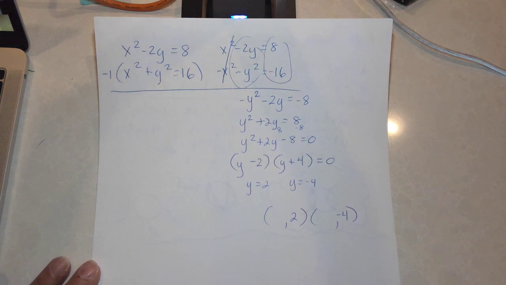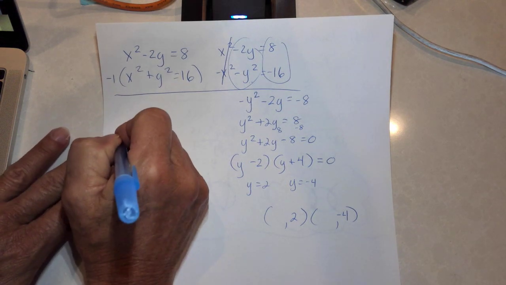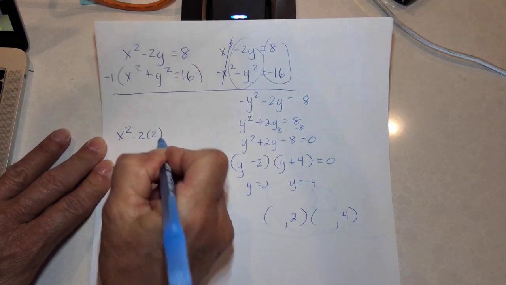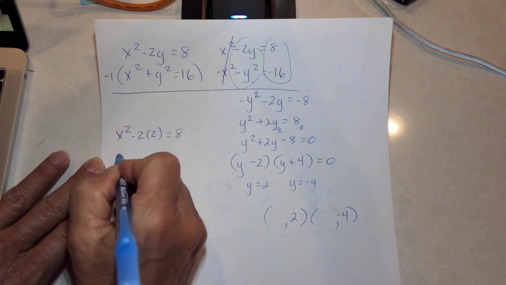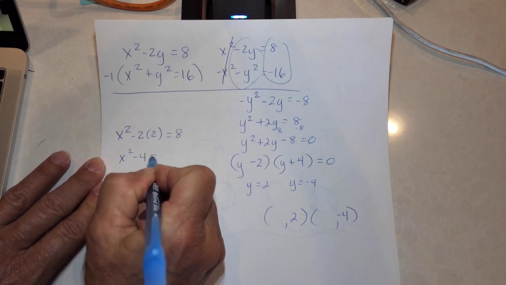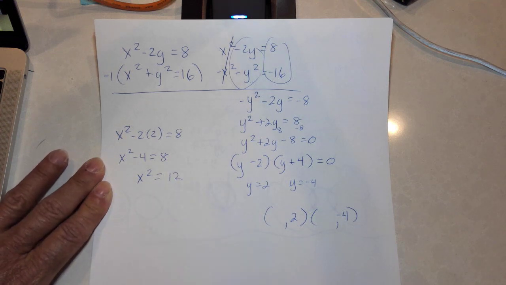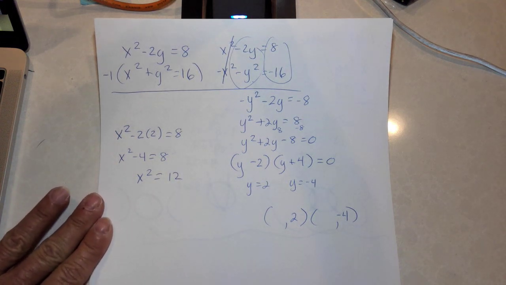Now to find my x's, I go back to either one of the original equations. It doesn't really make a difference which one. So let's say I chose the top one. I don't know my x's, -2, and then I plug in the y value that I got. So I have x squared minus 4 equals 8. X squared equals 12 because I'm adding that 4 over.